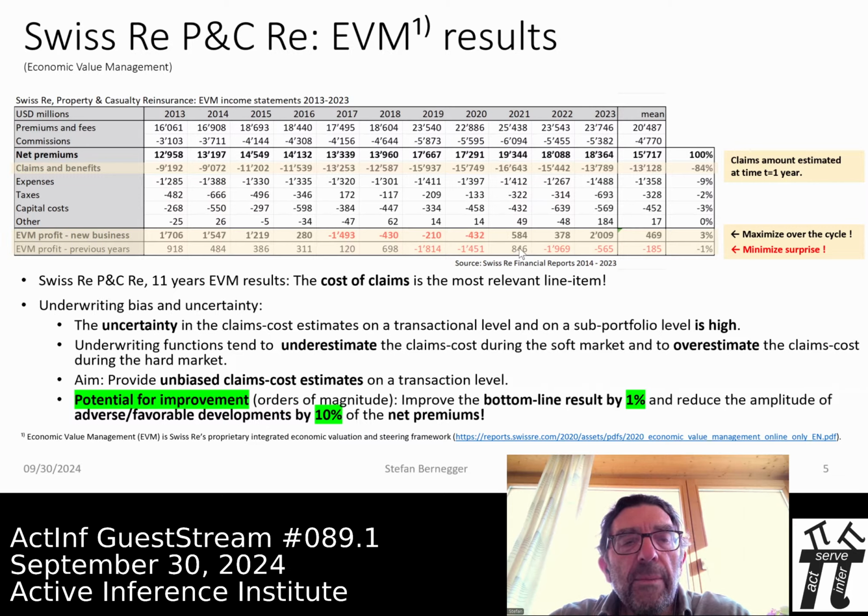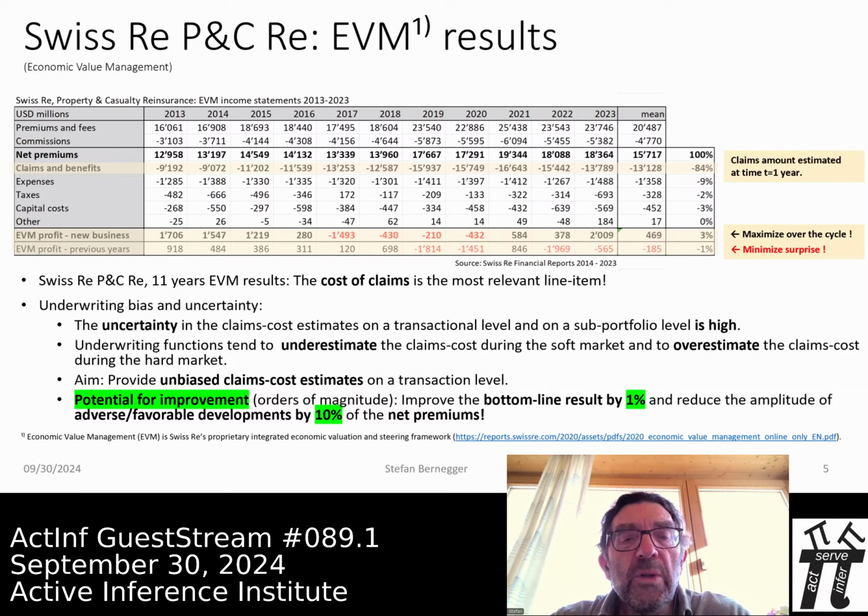So, of course, what is not shown here is the initial assessment of the underwriters at the time when they look at the business. They also have an estimate for the claims. This would be the claims at time 0, the initial reserves. What we see here is the claims at time 1. And what is important to know is that the estimate on a contract or transaction level has quite a high uncertainty. But the problem is that underwriting functions tend to underestimate the claims during the soft market. So they're too optimistic, and then there are adverse developments. And they overestimate the claims cost during the hard market. So they're maybe too conservative, and they might miss some opportunities.